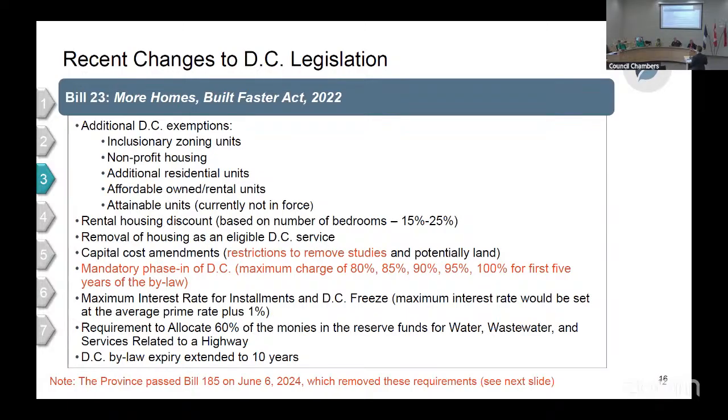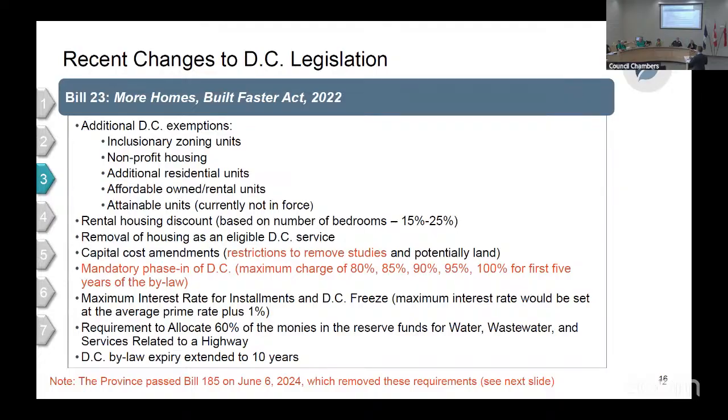So Bill 23 came out in 2022. That was one that most of you are probably familiar with. It was in the news the most. And really what that did was bring in a lot of reductions, exemptions, and discounts to the development charge. So what we could collect before, we couldn't collect. So additional exemptions for nonprofit housing, additional residential units, so those secondary suites, affordable, attainable housing, those exemptions came in 2022. There's a discount for rental housing. So if I'm going to build rental housing and I meet the definition, I get a discount based on the number of bedrooms I have, between 15 and 25%.